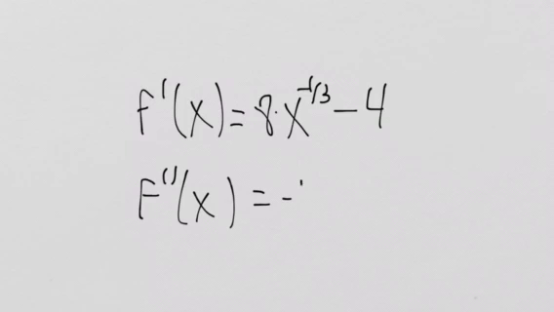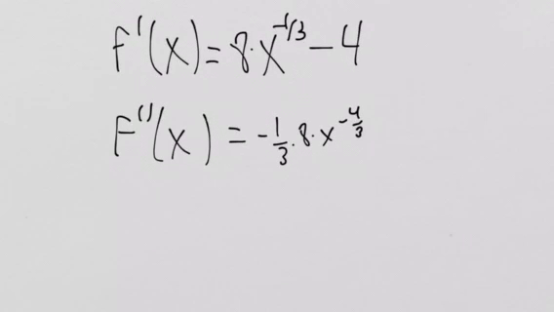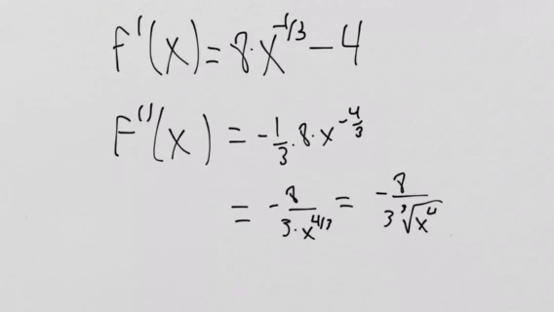So we now have negative 1/3 times 8 times x to the negative 1/3 minus 1, and negative 1/3 minus 1 is going to be negative 4/3. And then the derivative of negative 4 is just 0, so now here's our second derivative, and we can simplify this as negative 8 over 3 times x to the 4/3. And let's go ahead and rewrite that as negative 8 over 3 times the cube root of x to the 4th.